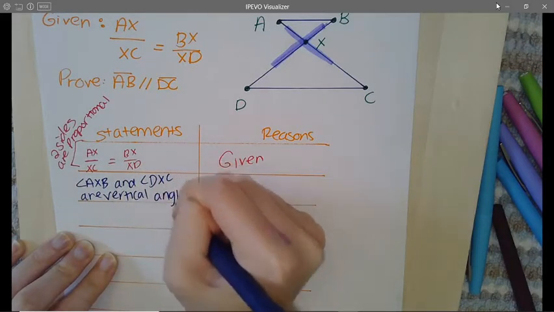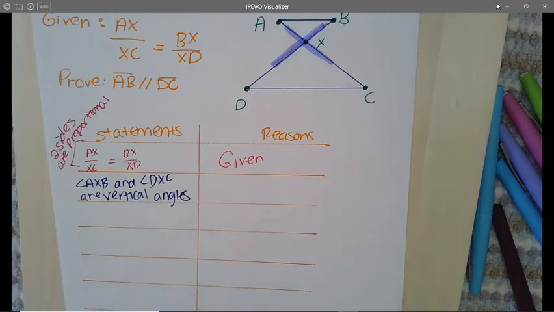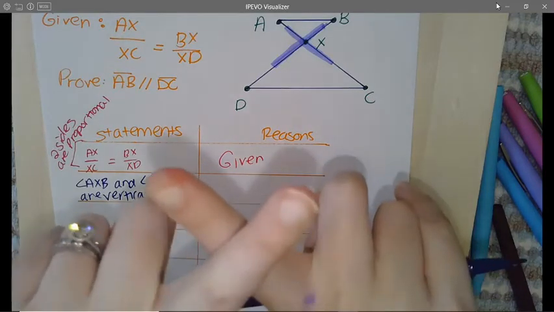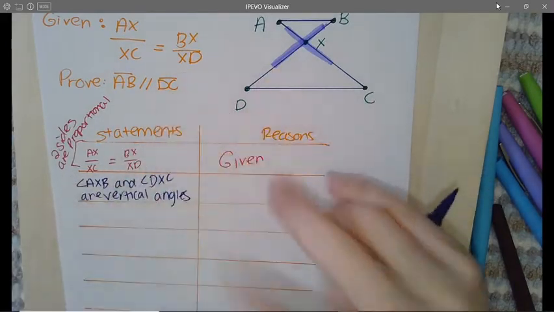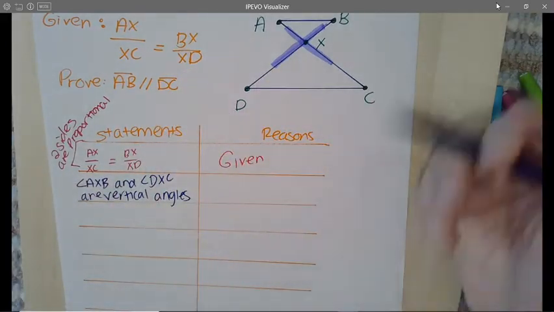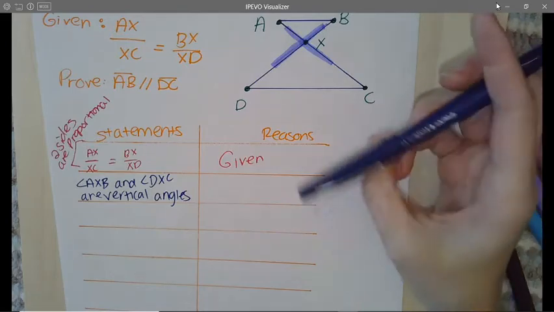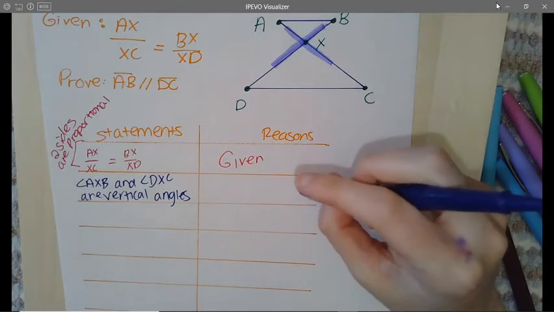And how will I know that? Well, that's what it means to be vertical angles. Vertical angles form when two lines intersect and they are across from each other. Or, the shortcut way, they make an X. Okay, so since that's what it means to be a vertical angle, what do you think my reason would be?